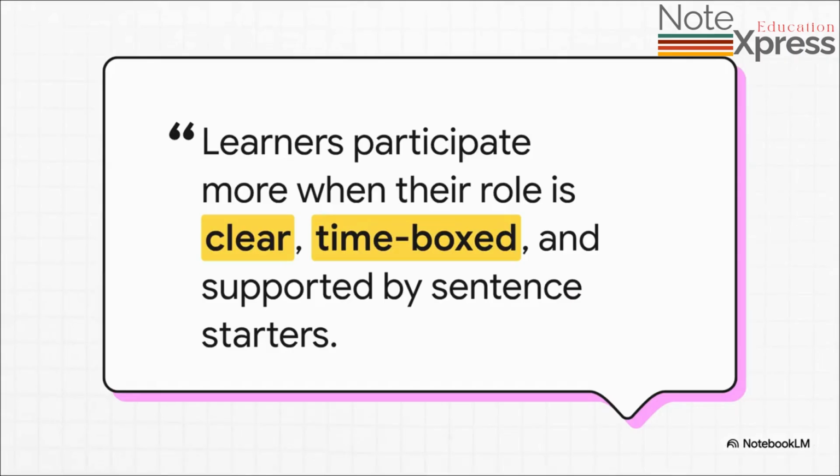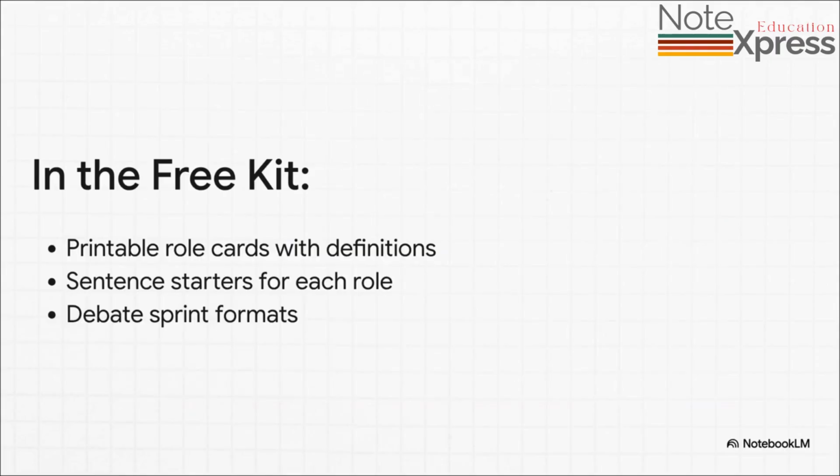And again, the feedback from the classroom is just so positive. Teachers tell me that reluctant learners are so much more likely to jump in when their job is super clear, when it's just for a short amount of time, and here's the key, when it's supported by the sentence starters we talked about in Strategy 1. See how these all start to connect and build on each other? And yep, the free kit's got your back here too. It includes printable role cards with sentence starters already on them to support this exact strategy.